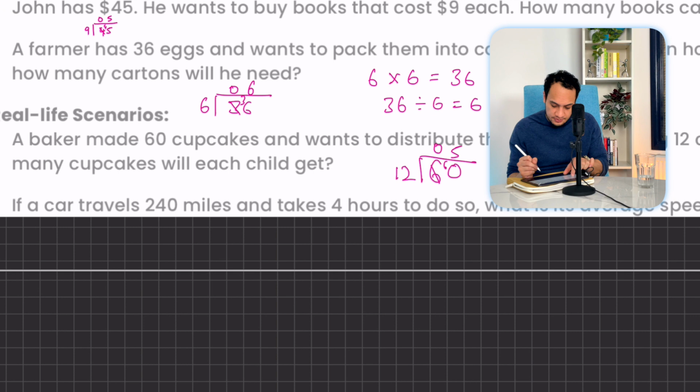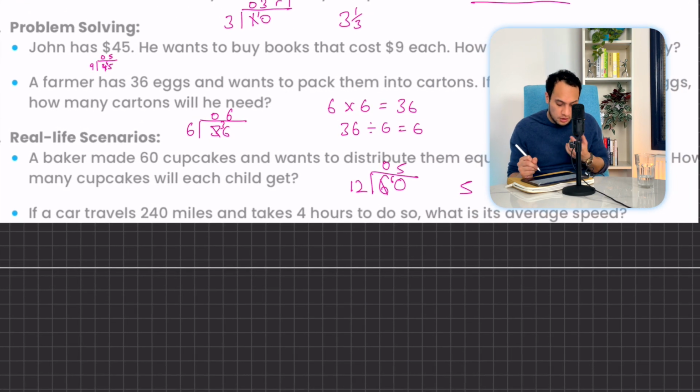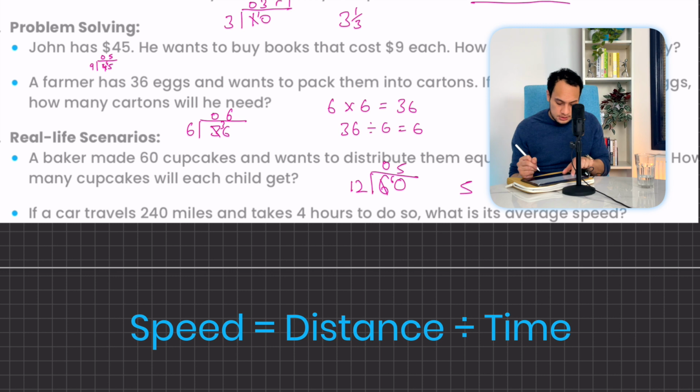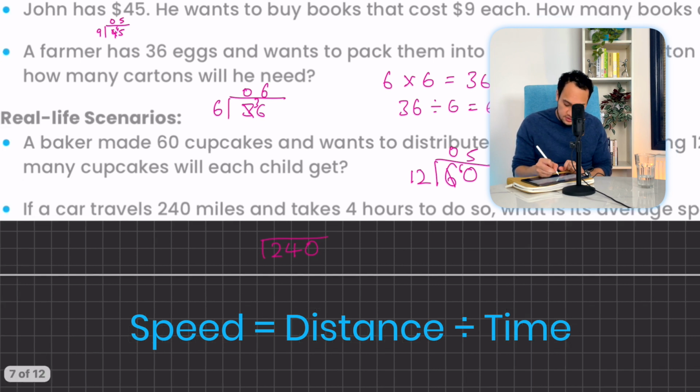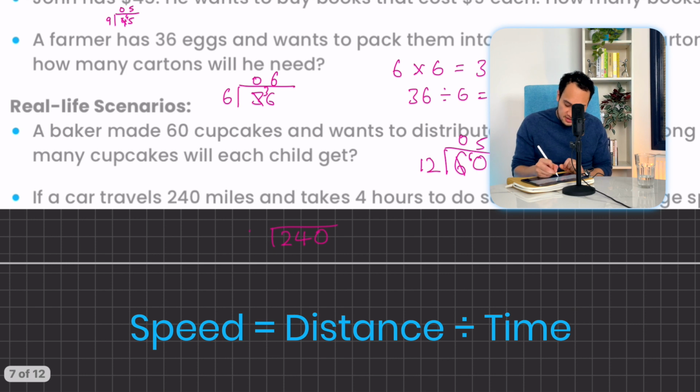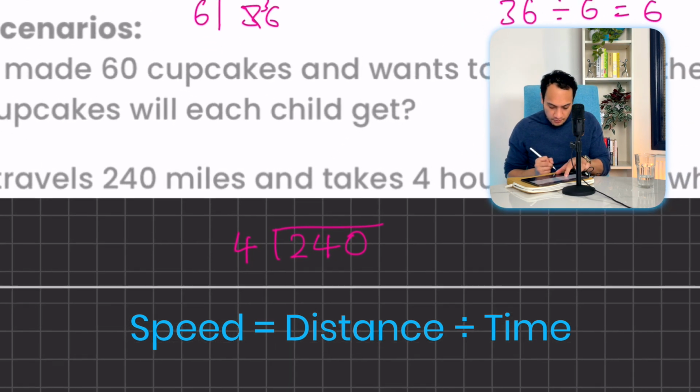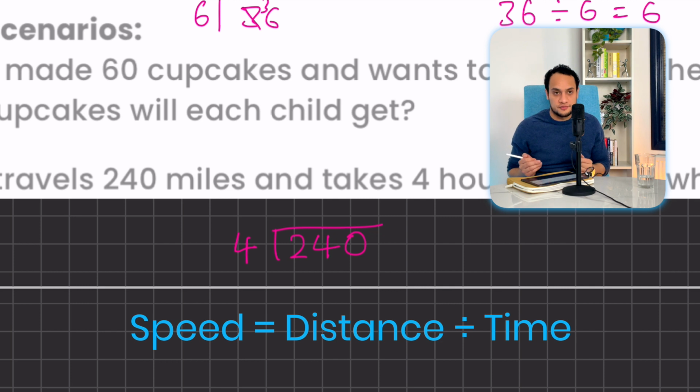This one's a speed, distance, time question. So if a car travels 240 miles and takes 4 hours to do so, then what's its average speed? So if you take a distance and you divide it by the amount of time, you can find the speed. So what we're going to do is, again, we're going to place 240 under the bus stop. This one's a bit more difficult. We're going to place 4 next to it, because that's what we're dividing by.